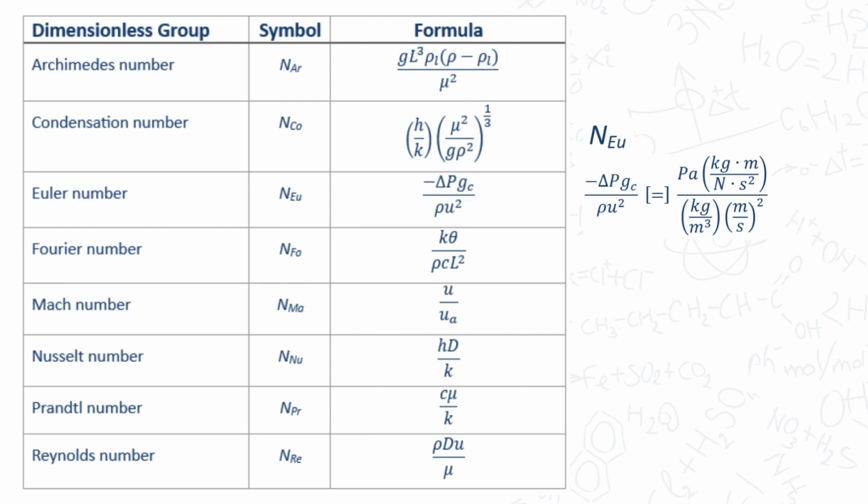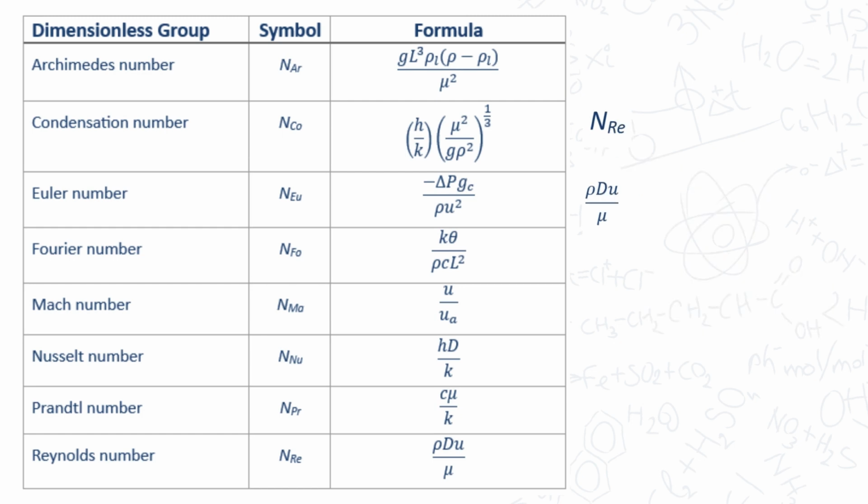It can be expressed as pressure times Gc over density times velocity squared. If we express the units as is, we have this. Notice that Pascal is equal to newtons per meter squared, and if you cancel out the units, you'll end up with nothing.